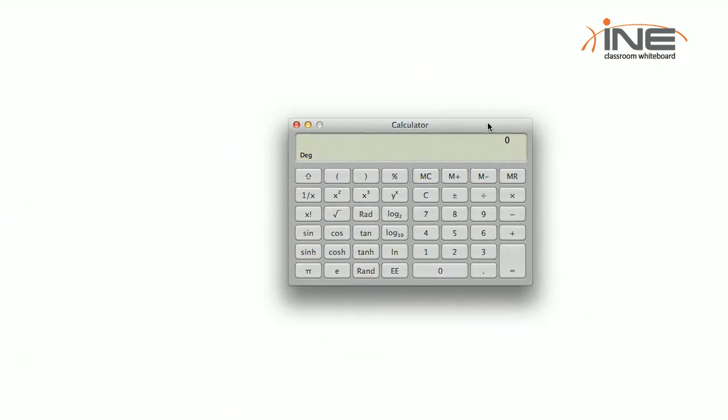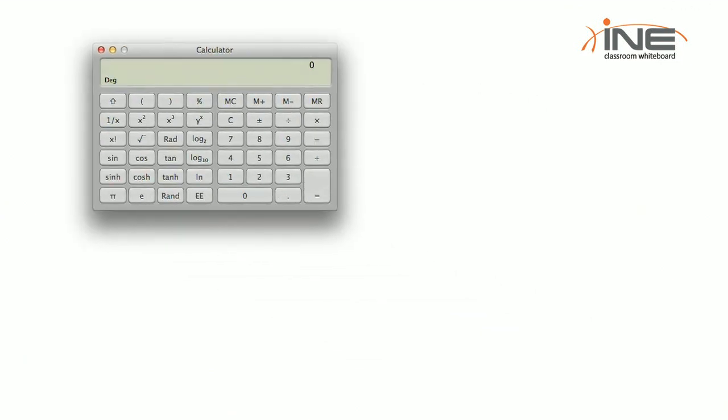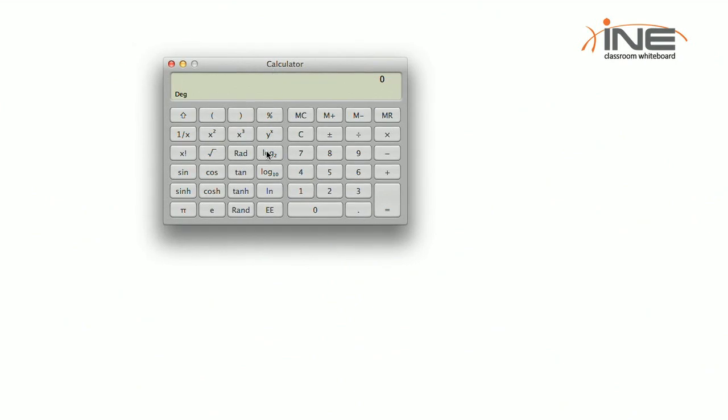Let me bring up my calculator. And let me put it into scientific mode. So here we've got logarithm to base 2. We're going to be using logarithm to base 10, okay, as our unit of measurement. And we're also going to be looking at powers.